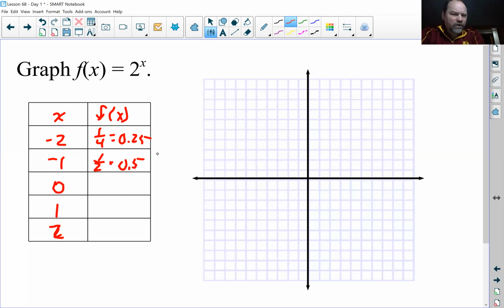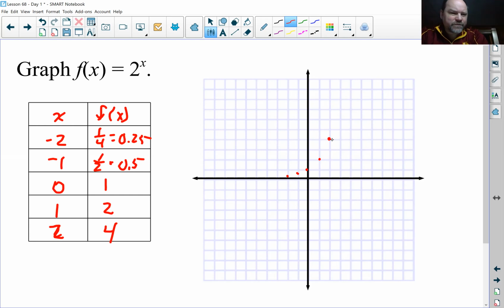2 to the 0 power, any whole number to the 0 power is 1. 2 to the first power is 2, and 2 squared is 4. So if I try to plot these, that's what the plot looks like.